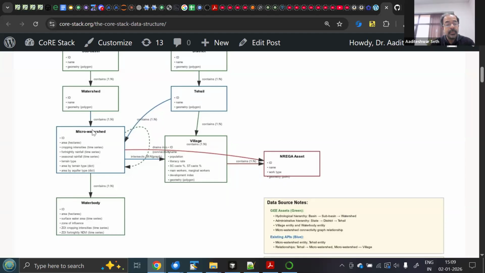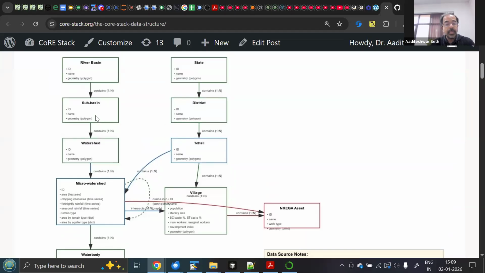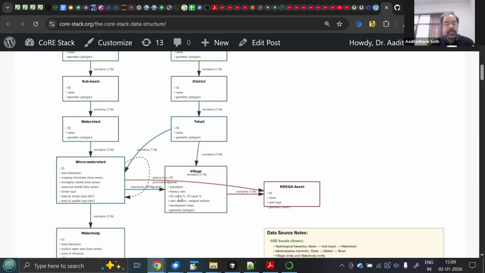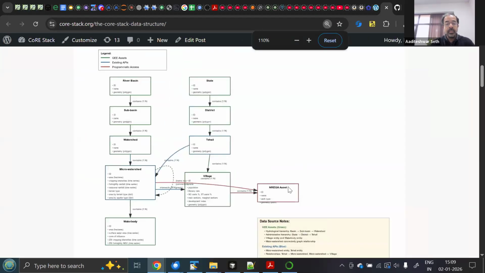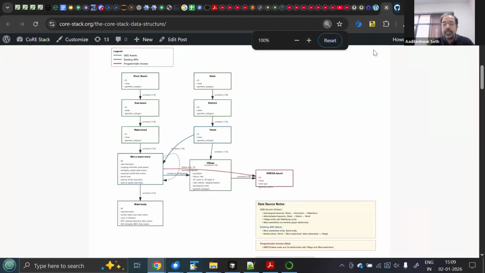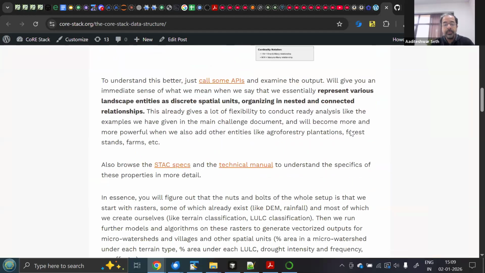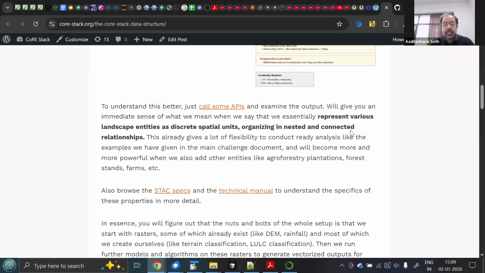Similarly, this unit is inside a unit called a micro watershed. A micro watershed can have many water bodies, and it similarly has an area and certain other properties linked to it. These micro watersheds are inside watersheds, sub-basins and river basins. Similarly, you have a hierarchy of administrative boundaries of state, district, tehsil, village, and micro watersheds and villages intersect with each other. These can also contain NREGA assets and so on. So this post will basically help you understand what this data structure is and how it is populated.